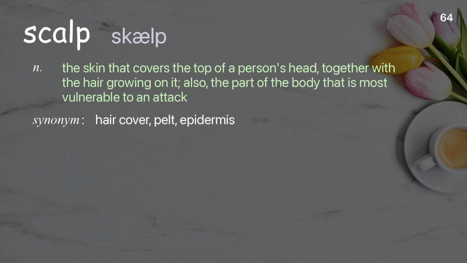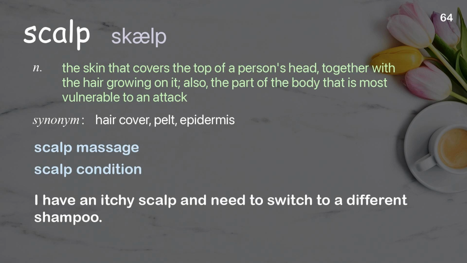Scalp. The skin that covers the top of a person's head, together with the hair growing on it, also, the part of the body that is most vulnerable to an attack. Examples: Scalp massage. Scalp condition. I have an itchy scalp and need to switch to a different shampoo.